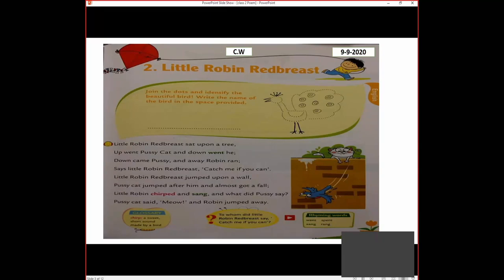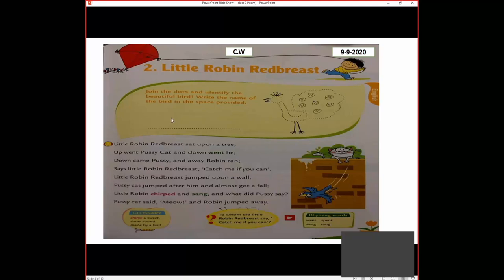The pussycat was running. You know, the poem says, pussycat wanted to catch the little robin. But ultimately what happened? Robin jumped away. Okay? So the poem is about little robin. Little robin Red Breast is who? Small bird. The poem is about this bird and the cat. You see, children? Did you all understand now? Have you all understood? Yes.